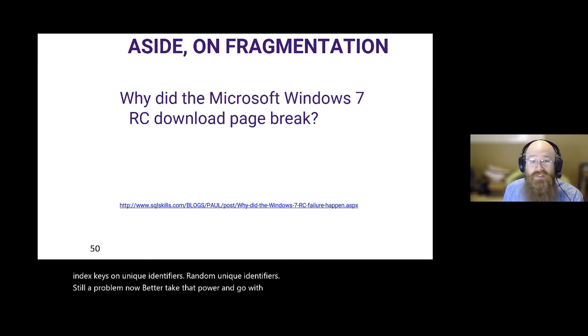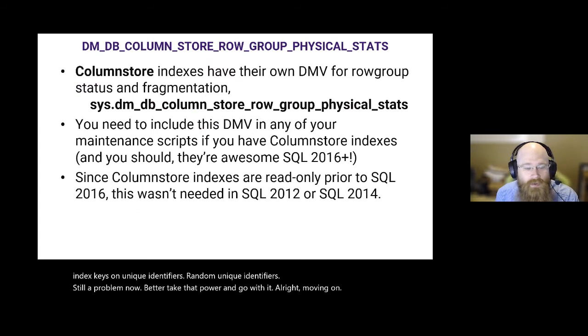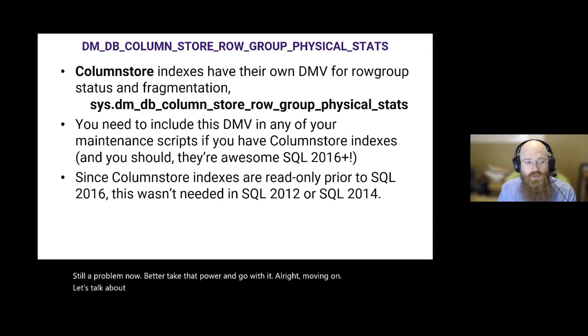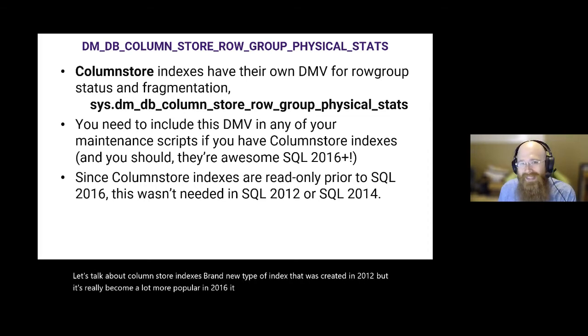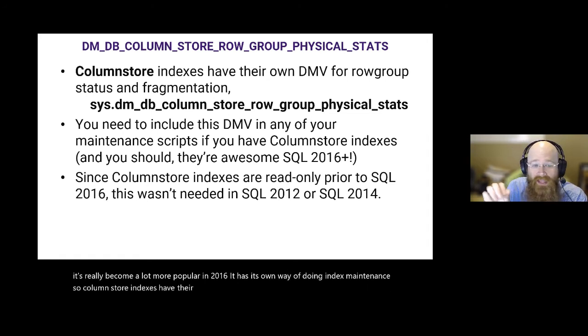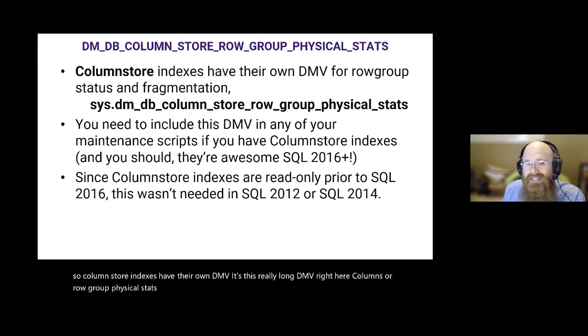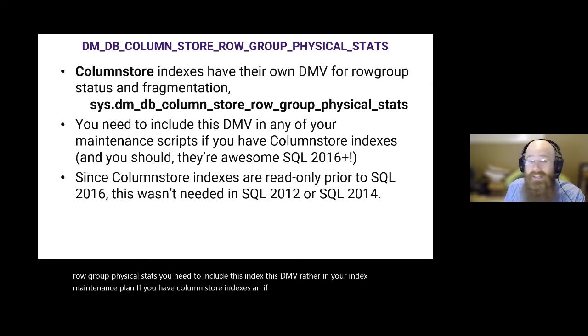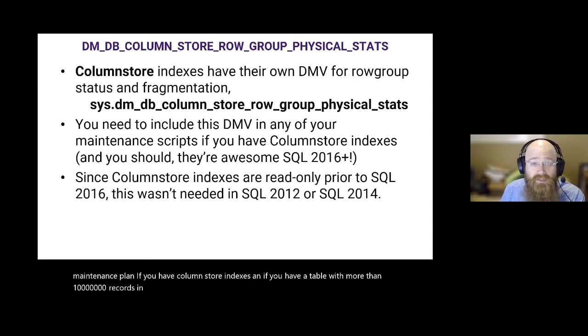All right, moving on. Let's talk about column store indexes, a brand new type of index that was created in 2012, but it's really become a lot more popular in 2016. It has its own way of doing index maintenance. So column store indexes have their own DMV. It's this really long DMV right here, column store row group physical stats. You need to include this DMV in your index maintenance plan if you have column store indexes. And if you have a table with more than 10 million records in it, consider having a column store index on it, especially SQL 2016 and above.